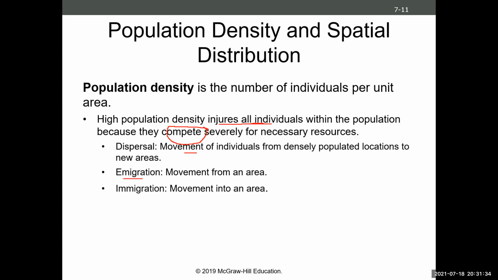So they can emigrate, which is movement out of an area, or they can immigrate, which is movement into an area. So I is in, and E is out. So immigration or emigration.